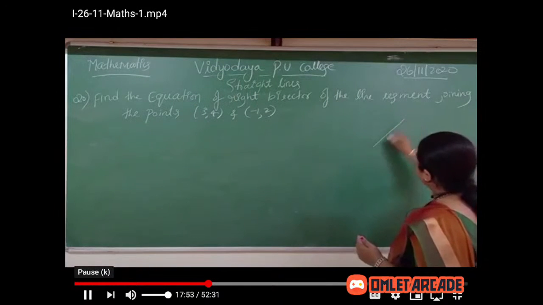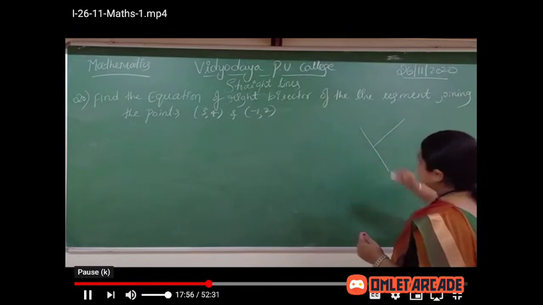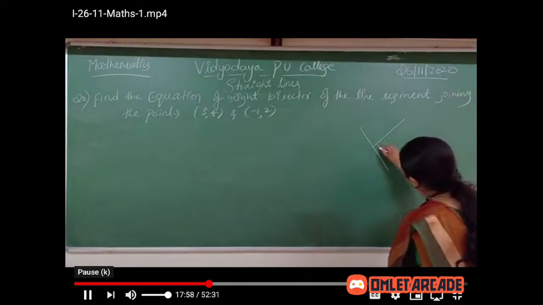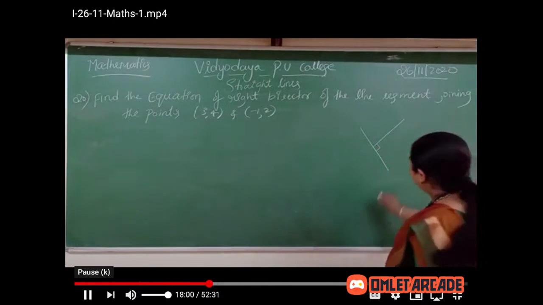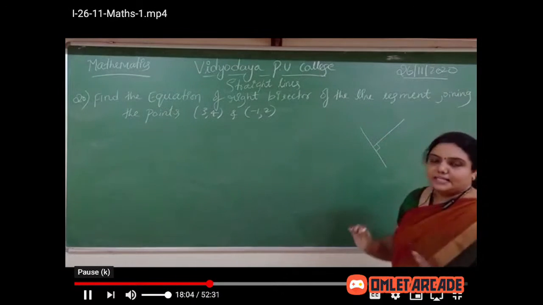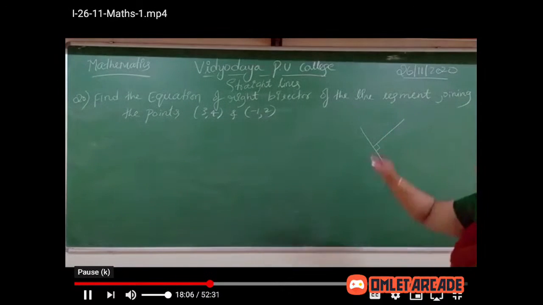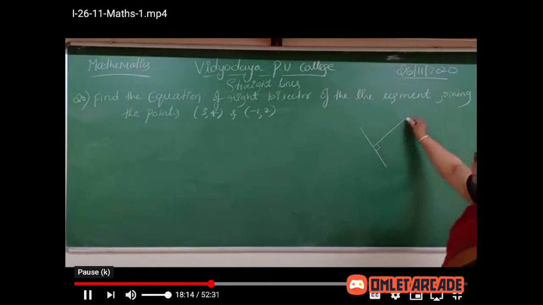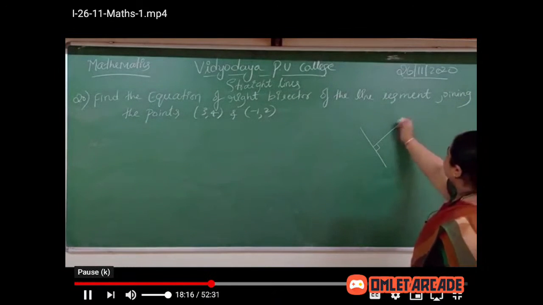I mean, if you have a line like this, the right bisector will be this. Is it clear? The angle between them is 90 degrees, and right bisector means it is dividing the line into equal parts. Okay, that's why it is a right bisector. Let's understand what a right bisector is here. Find the equation of the right bisector. This I have to find. Okay, the equation of this.